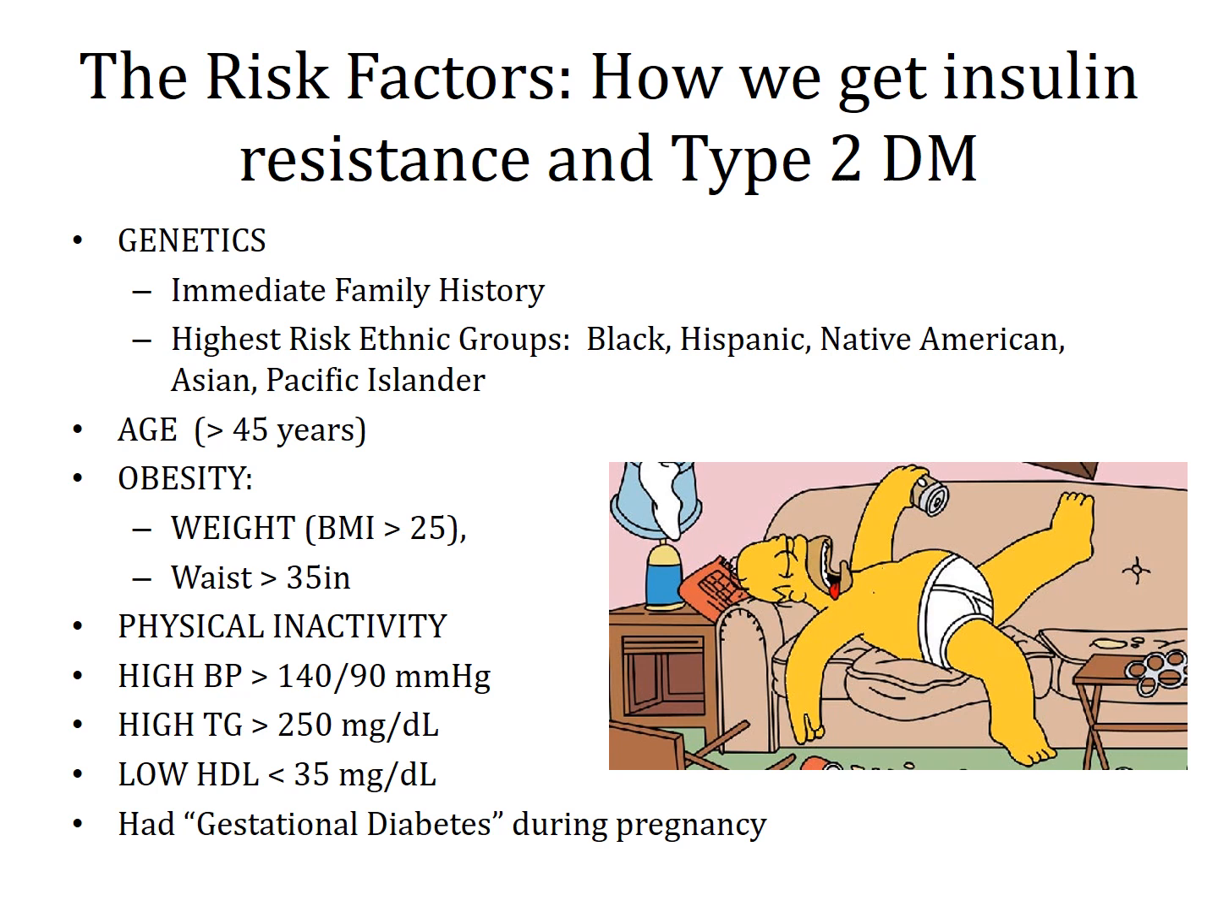So what are the risk factors? How do we get to this state of insulin resistance, which leads to type 2 diabetes? Well, number one, there are some genetics to this. If you have type 2 diabetes in your immediate family, you're going to have an increased risk. If you fall into one of these high-risk racial and ethnic groups, Black, Hispanic, Native American, Asian, or Pacific Islander, you will have an increased risk of type 2 diabetes.